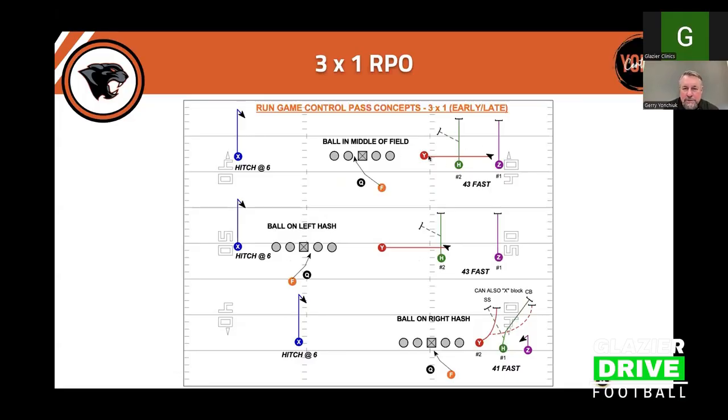3-by-1, now it would still be, if it's to the field, number 3 would be running the bubble screen or the razor bubble. 2 would block, 1 would block. You could X block them. We make a call based on how we want to do that. We could even switch this up where they cross block it and the H could run it.